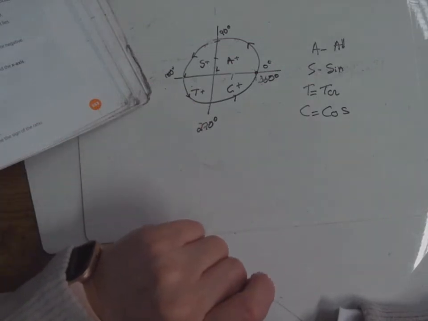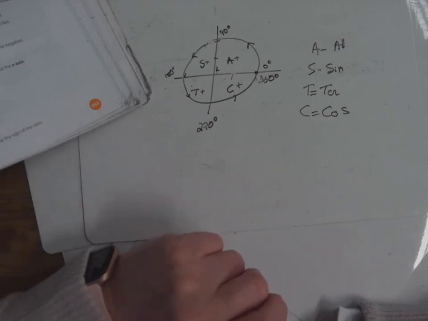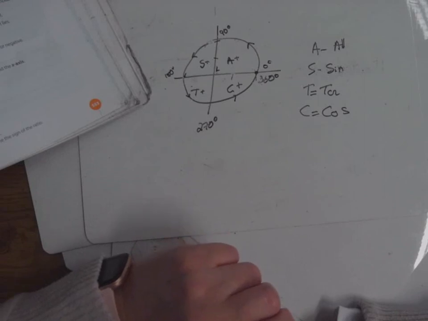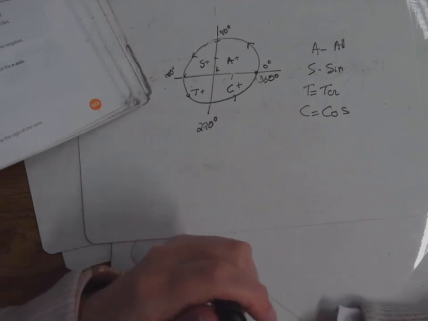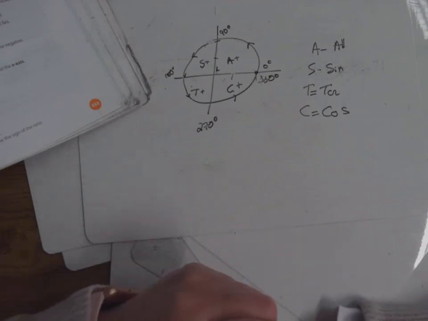Right. Sine of 60. Positive. Tan of 100. Negative. Right. Tan of 300. Negative. Tan of 200. Positive. Right. Tan of 50. Positive.